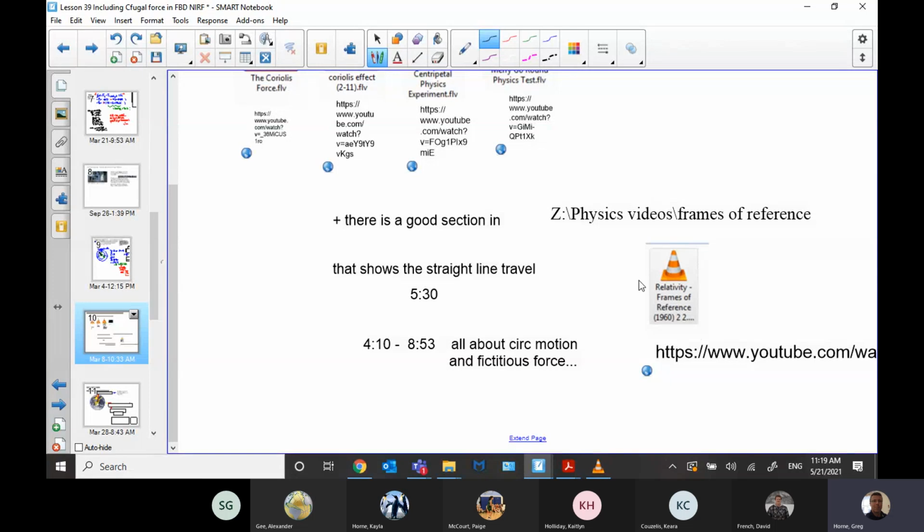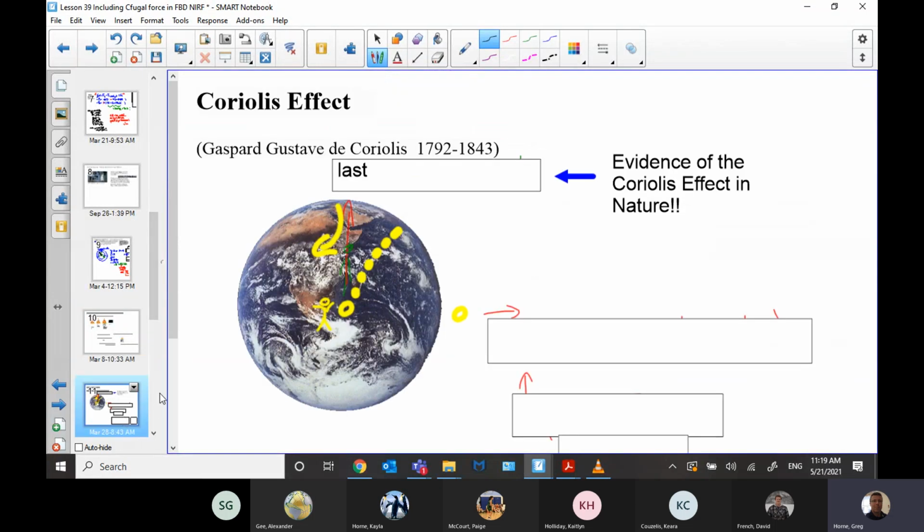This was talked about in that previous video from 1960 as well. So just a little bit of a further analysis of this Coriolis effect. Gaspard-Gustave de Coriolis, back in the 1800s, noticed the Coriolis effect. Actually, that was supposed to be last.